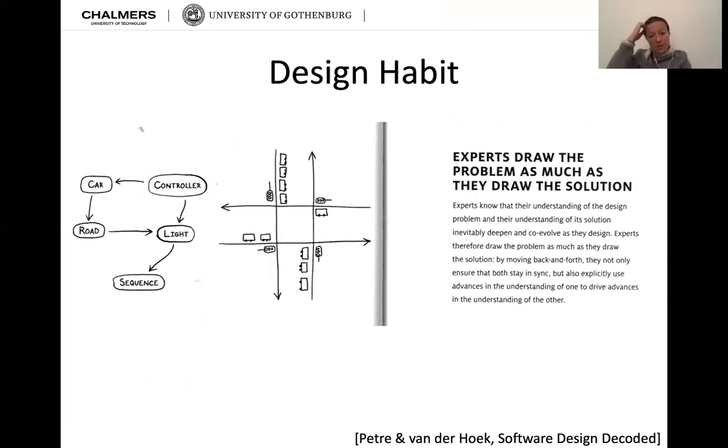A little reminder of your design habit. Experts draw the problem as much as they draw the solution. That's also how you get complete. So by going back and forth in between your problem modeling and your solution modeling, you get to understand better and you become more complete.